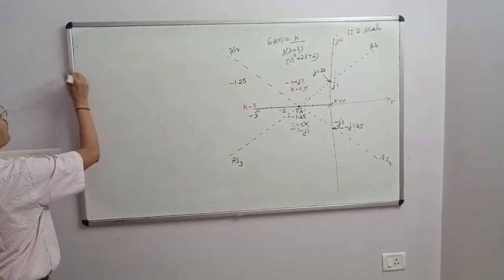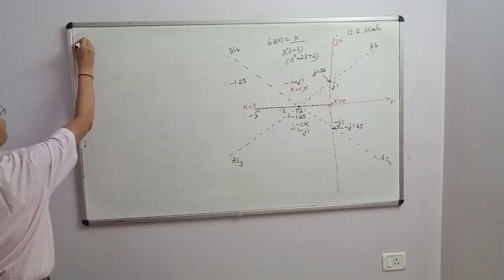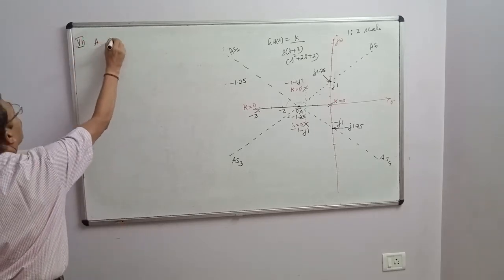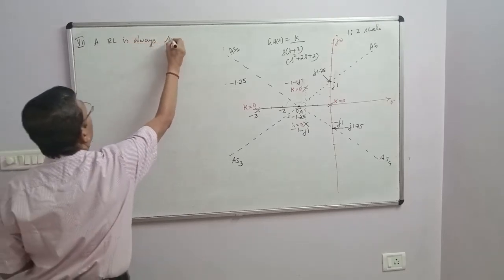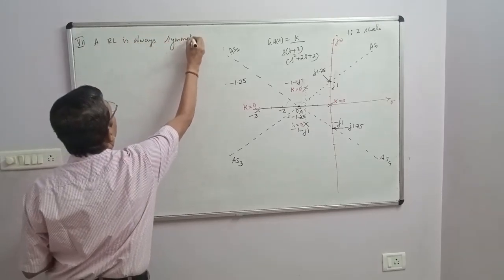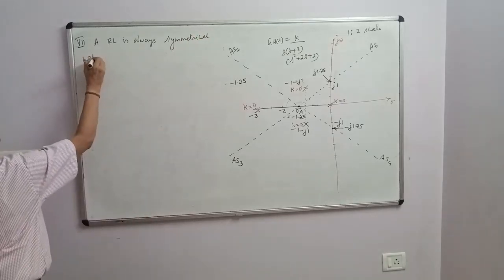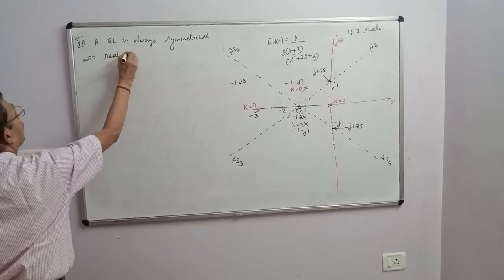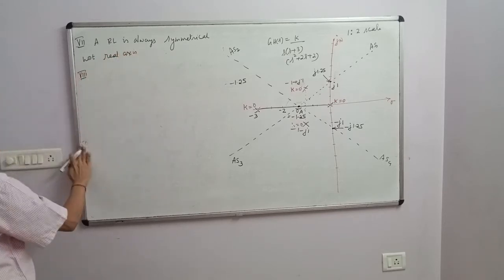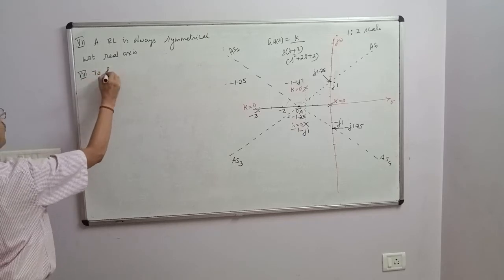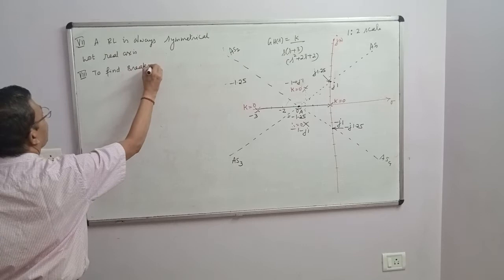Next step. A root locus is always symmetrical with respect to the real axis. Next step, to find breakaway points.